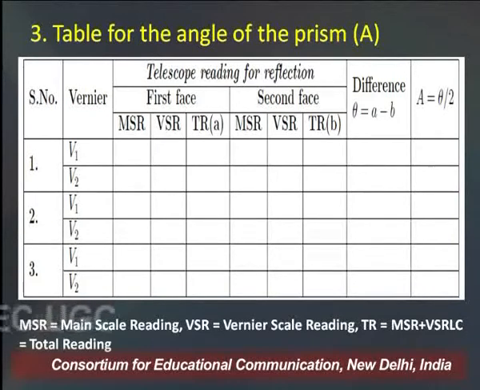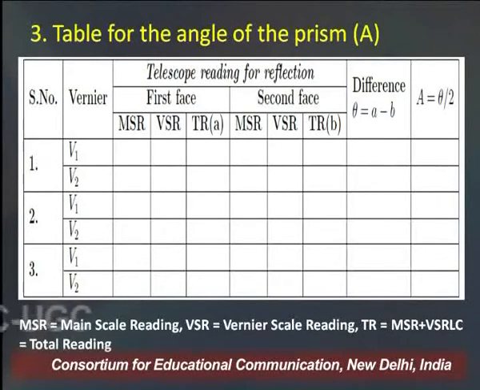MSR is the main scale reading, VSR is the vernier scale reading, and TR is the total reading, which is the vernier scale reading plus the main scale reading. That is the first phase. On the right hand side, as we have seen in the angle of the prism, both the phases we will calculate. So MSR and VSR for the first phase, and MSR and VSR for the other phase we will calculate.